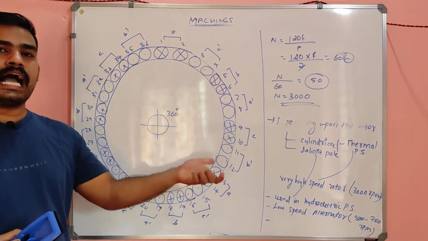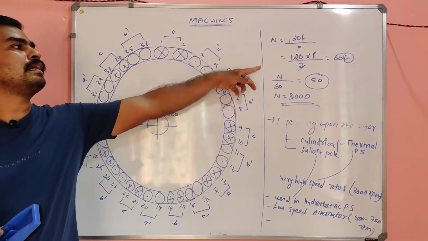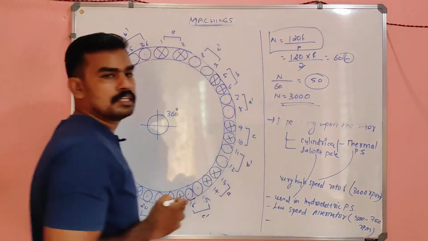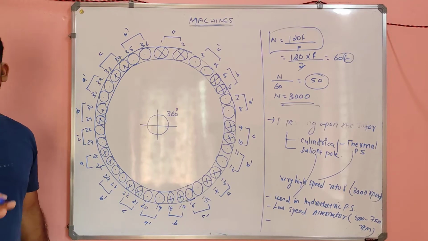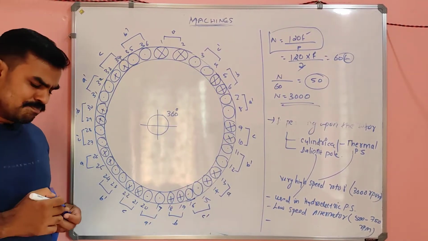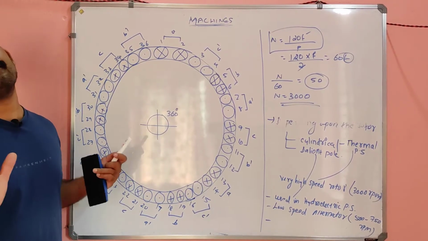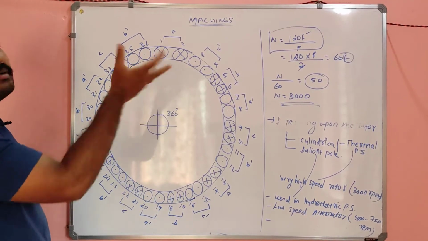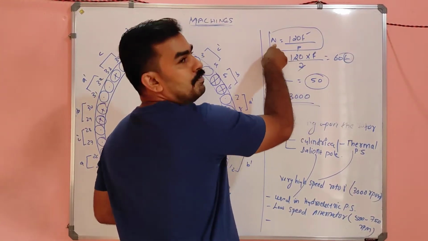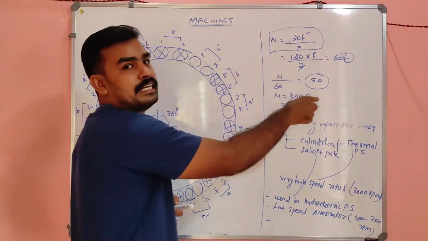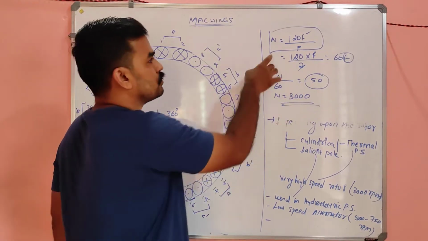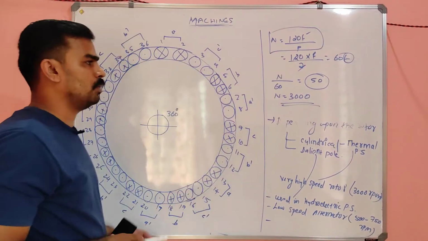So accordingly, this relation should always be satisfied between the number of poles and the speed, because F is a constant, it is always 50 Hertz. We always need a 50 Hertz supply, that's all. So accordingly you can adjust the poles and speed. Whenever we increase the number of poles, the speed will be reduced, because it is inversely proportional. N is inversely proportional to P, that's all.